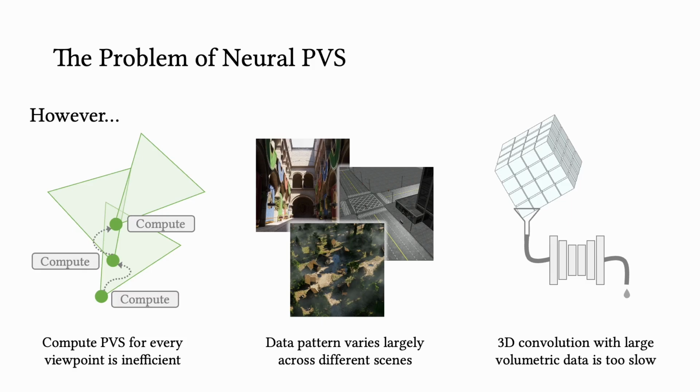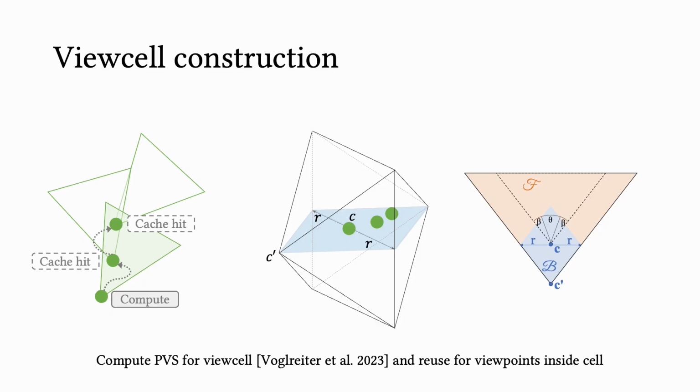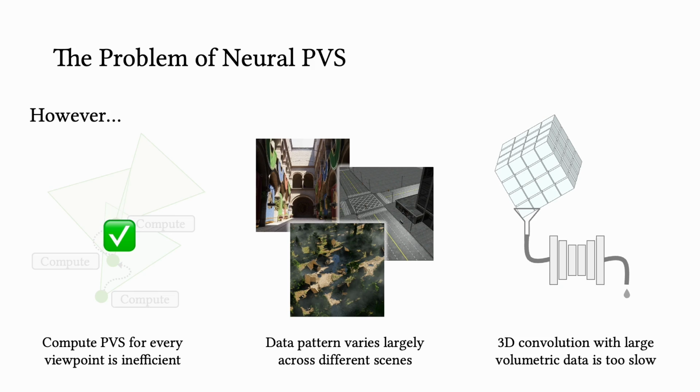The solution to the problem of NeuralPVS is not that straightforward, though. Naively computing all frames is not efficient. The data pattern of different scenes can vary largely, and classical convolutional networks are not very good at processing large 3D volumetric data. To efficiently compute and reuse PVS, we adopt the view cell from the previous work trim region. As shown in the figure, for every PVS computation, we query from a frustum, enclosing all primitives that are potentially visible from the view cell, which allows us to reuse previously computed PVS if the camera is within the view cell.